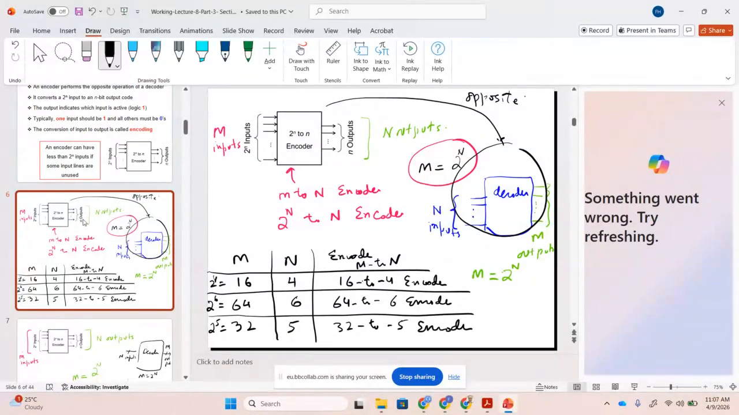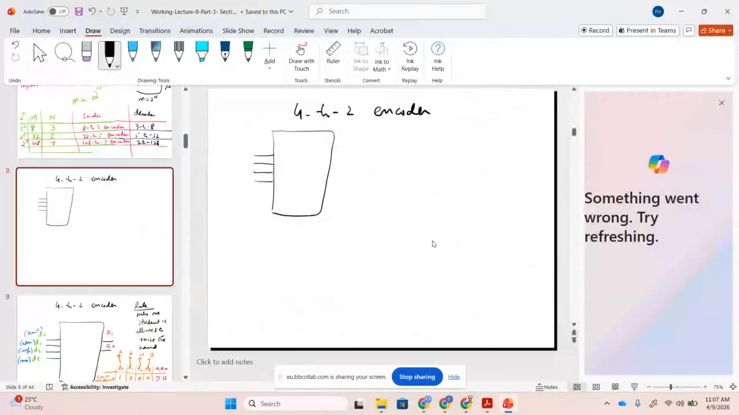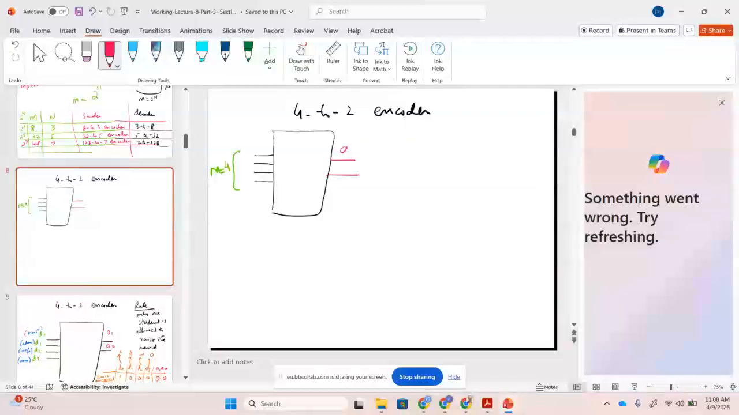Okay. Now we are going to explain what an encoder is. Can you see here? Now we are studying a 4 to 2 encoder. So the input is M, and M is equal to 4. And now the output is the green color, so the output is 2: A1 and A0. So N is equal to 2 and M is equal to 4.